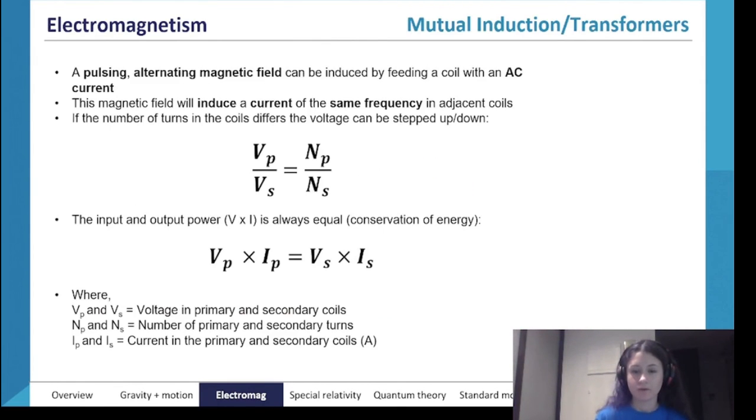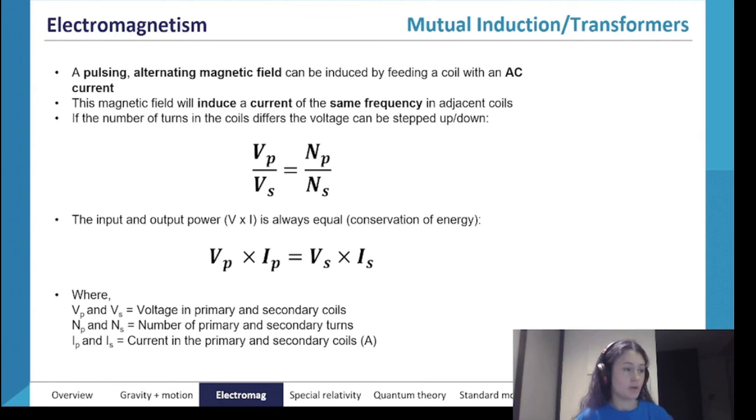Okay, getting on to mutual induction and transformers. So this topic is pretty simple. We'll go over it kind of quickly. So a pulsing, alternating magnetic field can be induced by feeding a coil with an AC current. So this magnetic field will induce a current of the same frequency in adjacent coils.